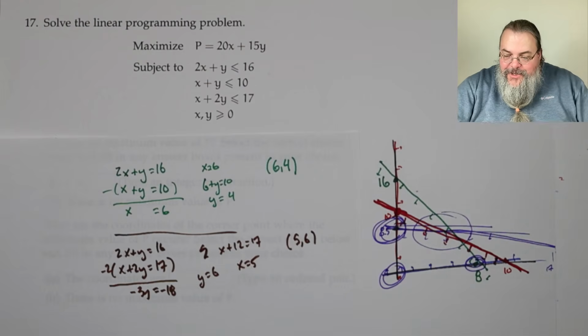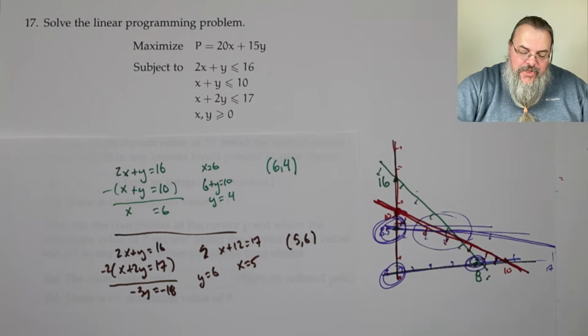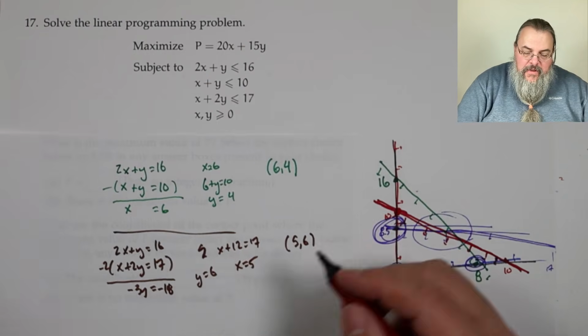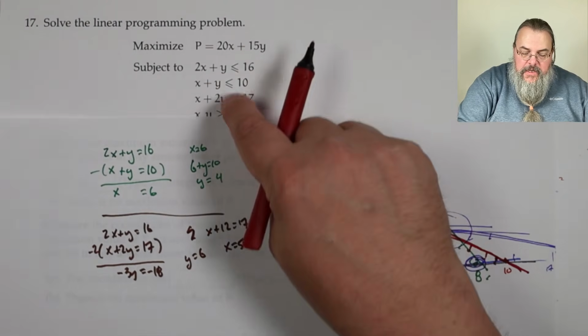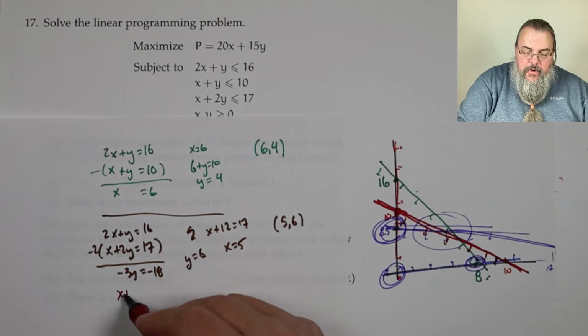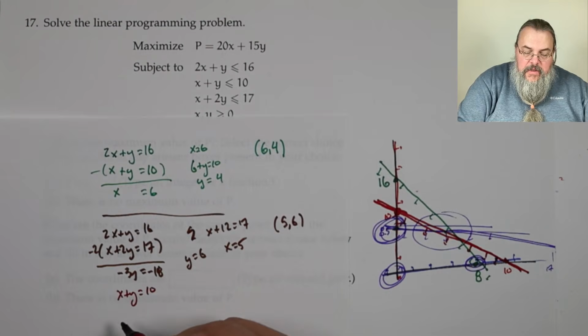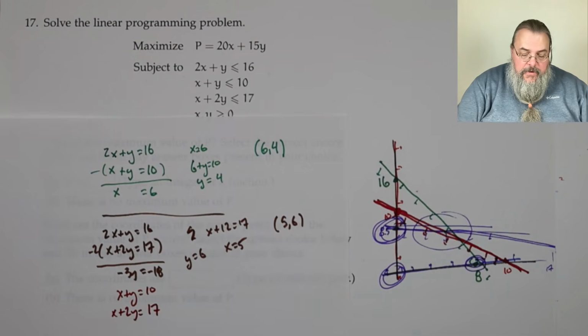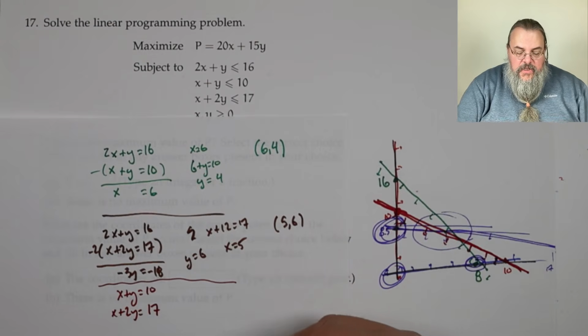And then there's a third candidate, which is x plus y and x plus 2y. So we have x plus y equals 10, and x plus 2y equals 17. Okay, looking for intersections.